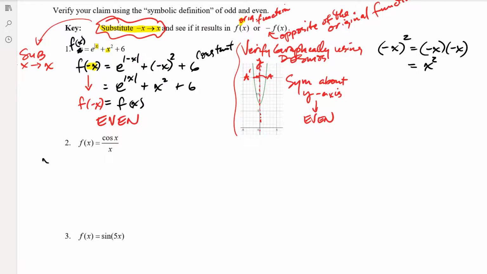Let's do symbolic. We want to substitute negative x in for x and see what happens. That's why I always start off with f of negative x, because you have to substitute a negative x and see what happens. I have to substitute in two locations here and then simplify. Now, what is cosine of negative x? Is cosine even or is it odd?